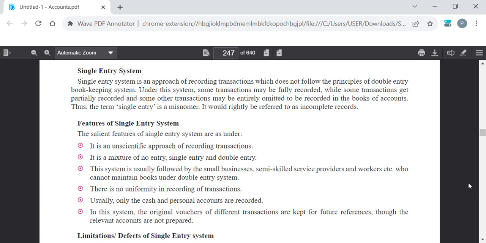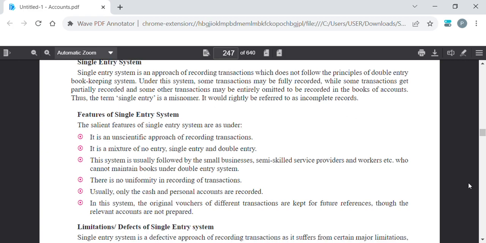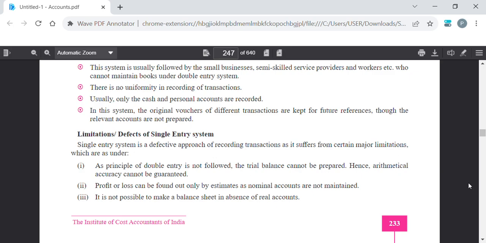This system is usually followed by small businesses, semi-skilled service providers and workers. And it is a mixture of no entry, single entry and double entry. Okay. Then we have limitations, defects of single entry system. Limitations, very important. Disadvantages, limitations.